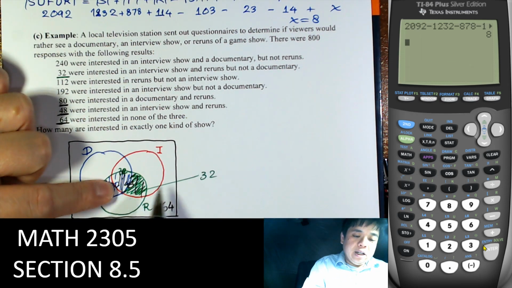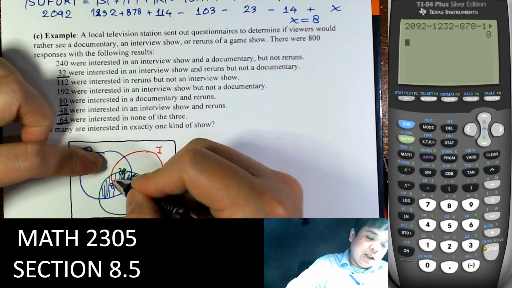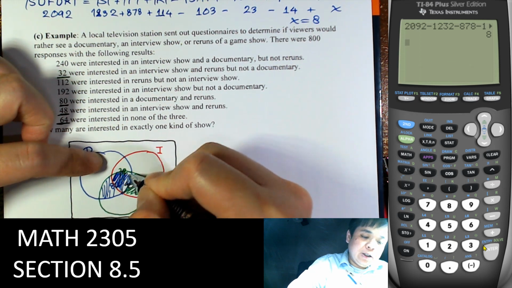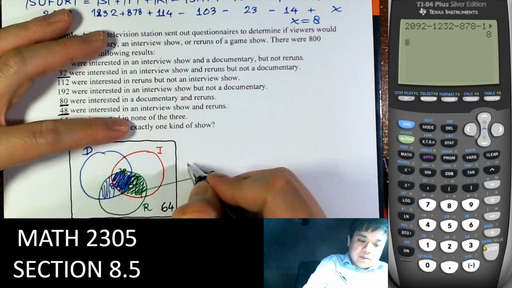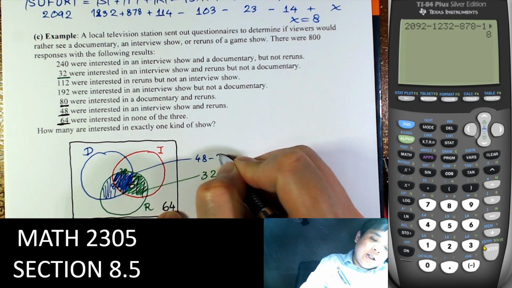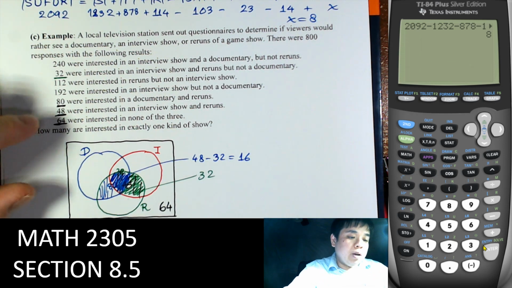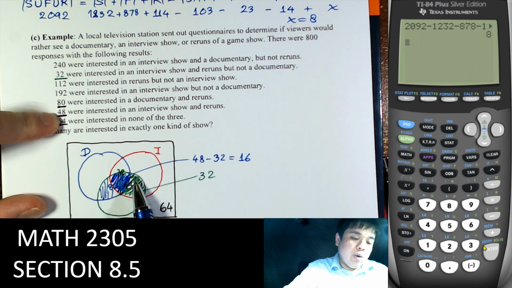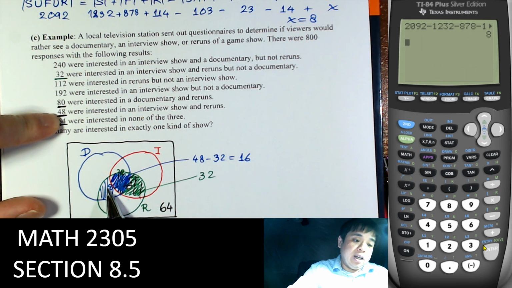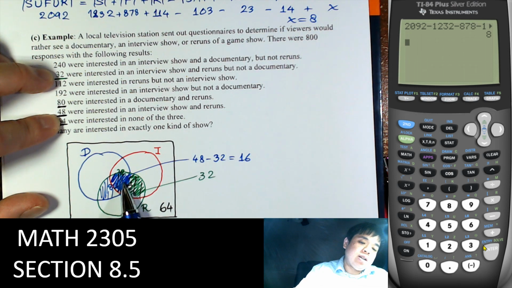No, 48 minus 32. So this part here, 48 minus 32, that's 16. Right. So 48 is interview, show, and rerun. So that is the overlapping here. But subtract the 32, which is interview and rerun but not documentary, so we have to take that out.